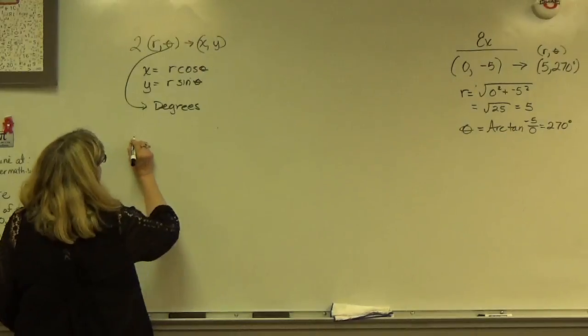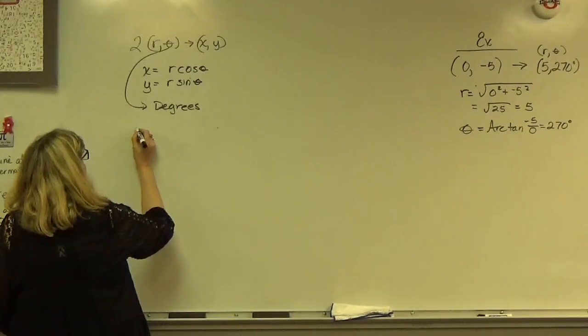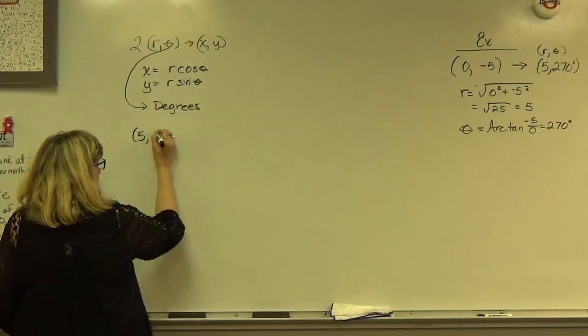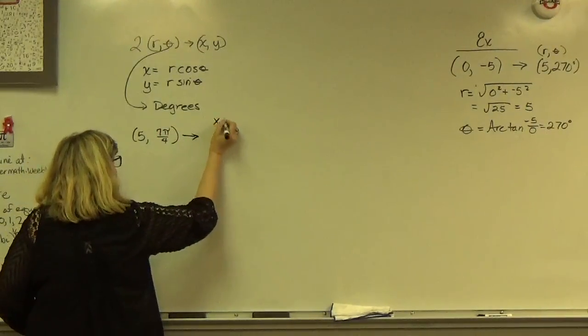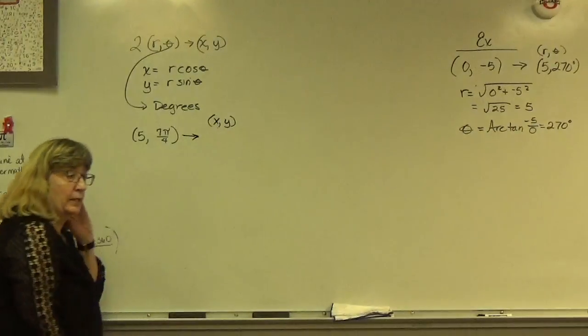So let's do one that's one of each basically. Let's go 5, 7 pi over 4. I want to change it to its rectangular coordinate, x comma y.